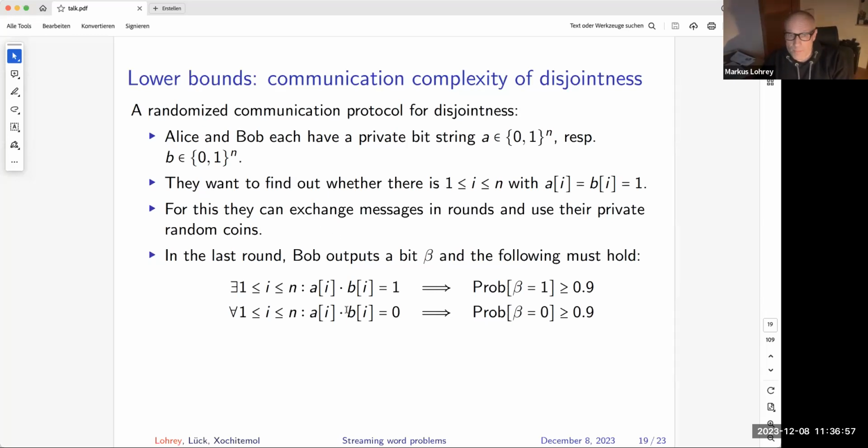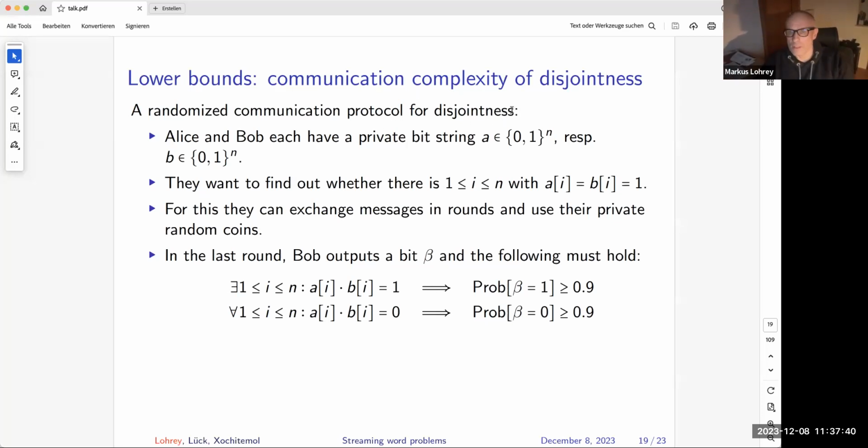If A and B represent disjoint sets, so if for all positions i the product A_i times B_i is 0, which means if you view A and B as two sets of positions where 1 is located, then the two sets are disjoint, then the probability that Bob's output is 0 is again high, with probability 0.9. So you see in both cases, Bob with high probability gives a correct answer. So that's a randomized communication protocol for disjointness.